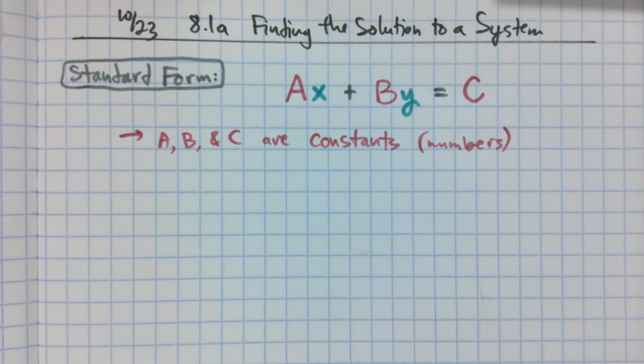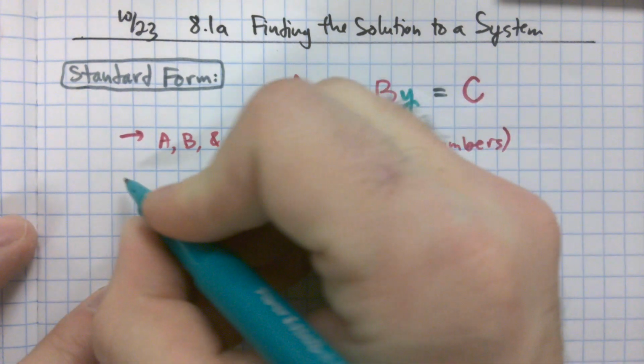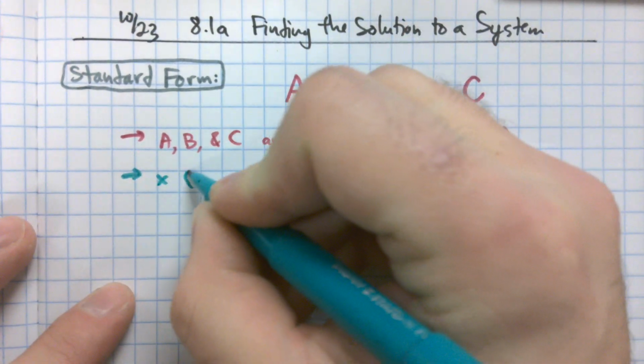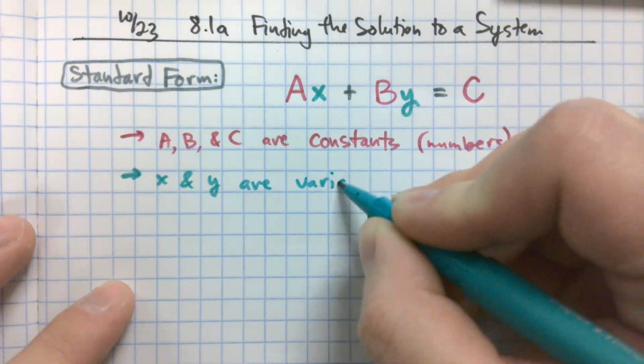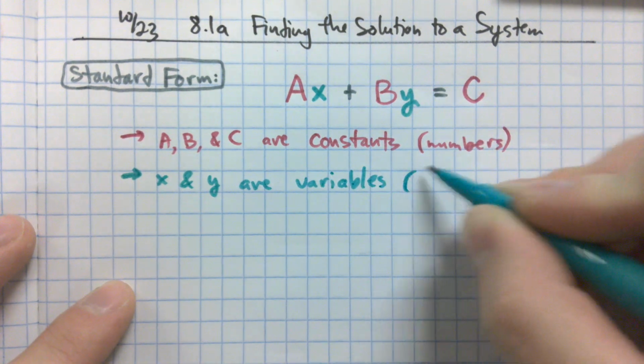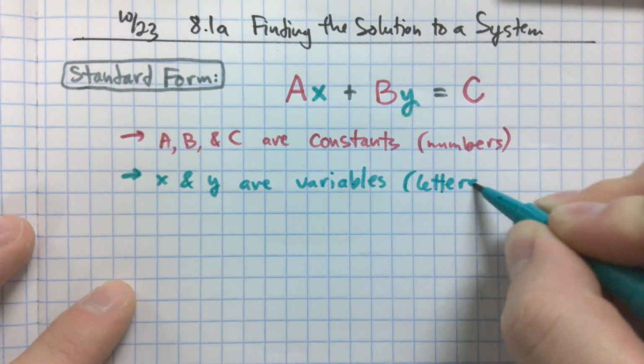Now in this standard form here, A, B, and C are all going to be what we call constants. And a constant is just another word for a number. Whereas x and y are going to be variables, or letters.